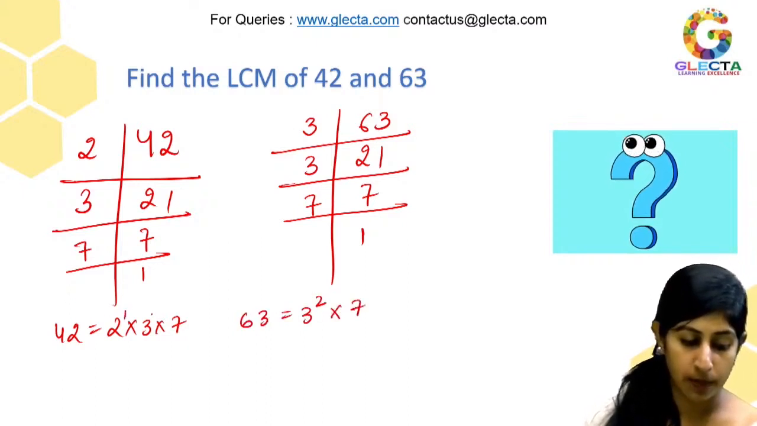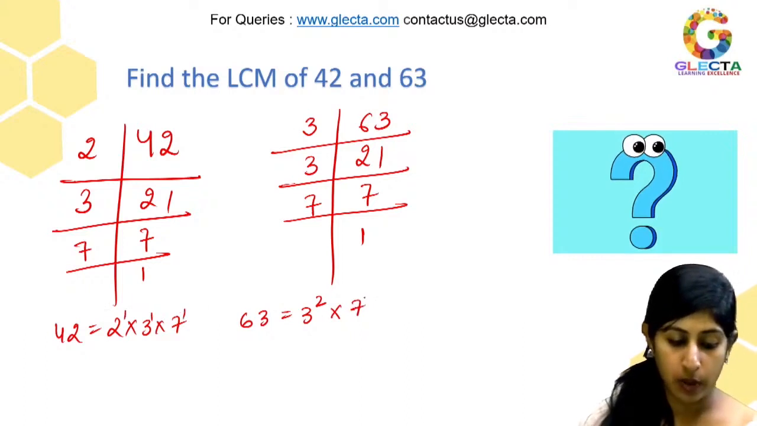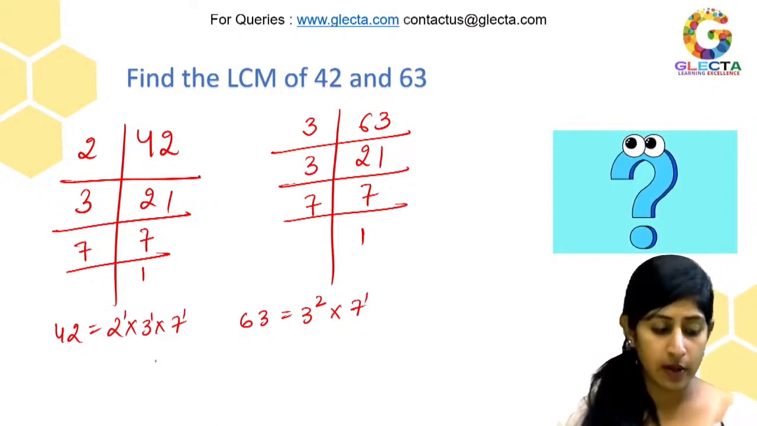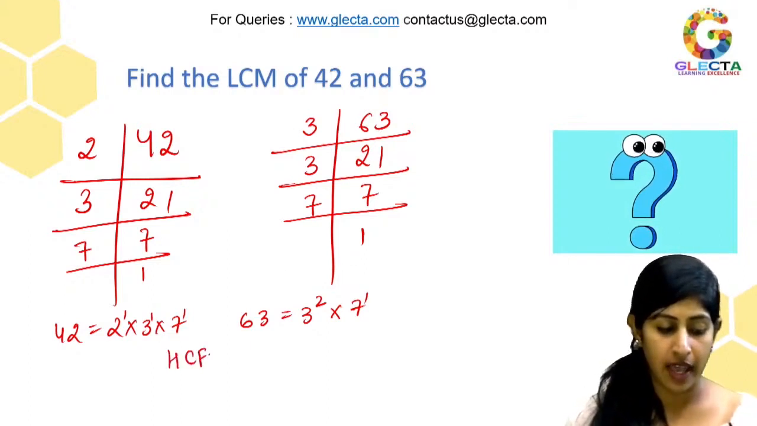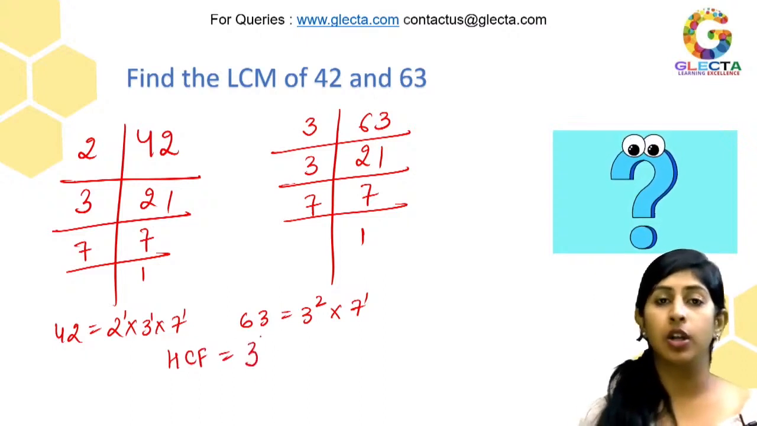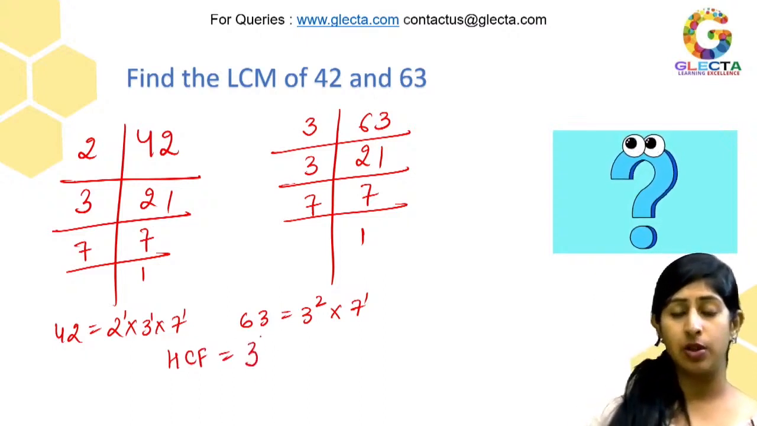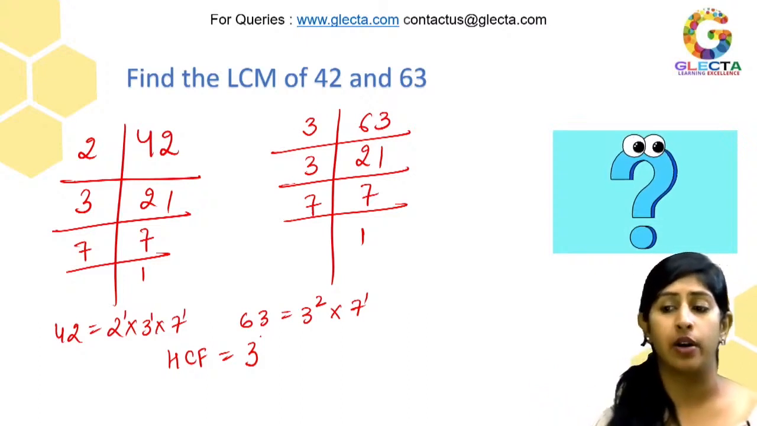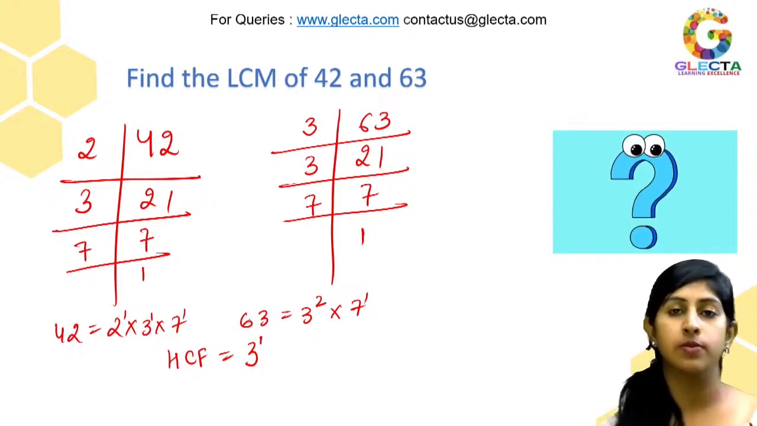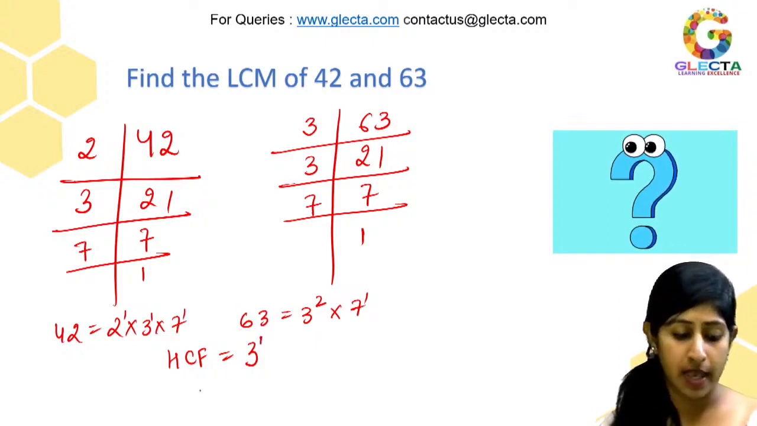Now over here I had all powers as 1, and over here I have 3 square into 7 to the power 1. Now calculating the HCF, again, I have to see the common factors. What are the common factors? Only 3 is common. So I'm going to write 3. And the smallest power of 3. One side I have 3 to the power 1 and the other side I have 3 square. So the least power of the prime is 1. So I'm simply going to write 3 to the power 1.